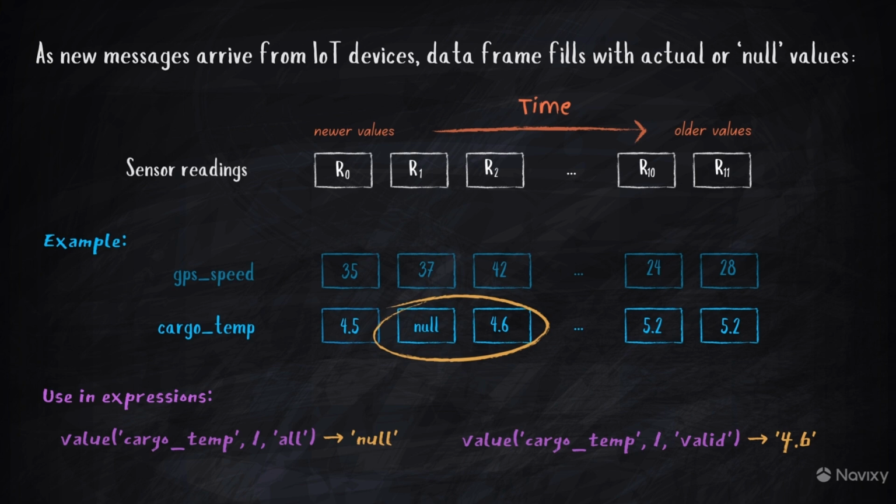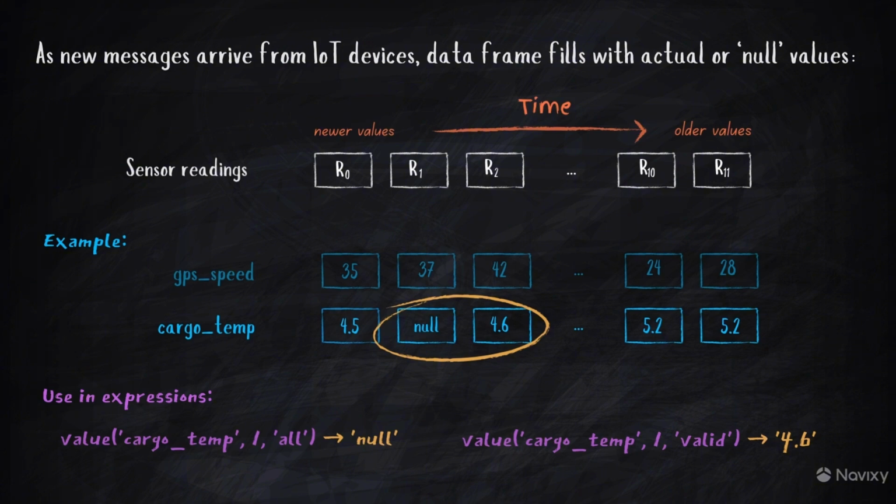The cargo temperature shows an interesting pattern. See that null value? This is where the expression language demonstrates its versatility. By using different validation flags, we can either include or exclude these null values in our calculations. For instance, value cargo temp 1 all would give us null, while value cargo temp 1 valid returns 4.6. This flexibility allows you to handle missing data elegantly, ensuring your analyses and transformations are robust and accurate.